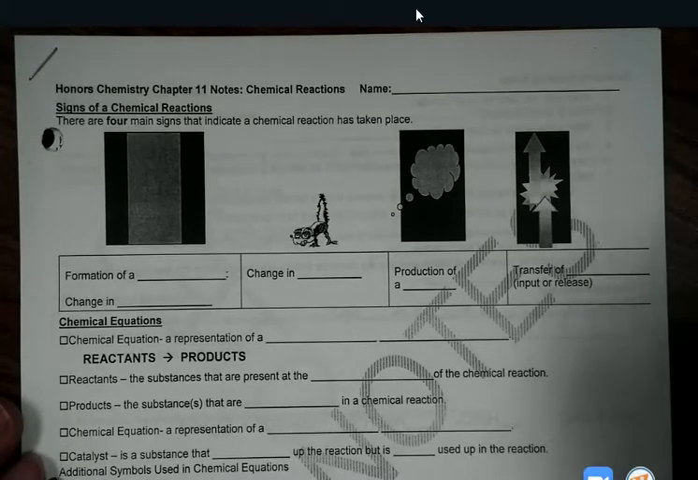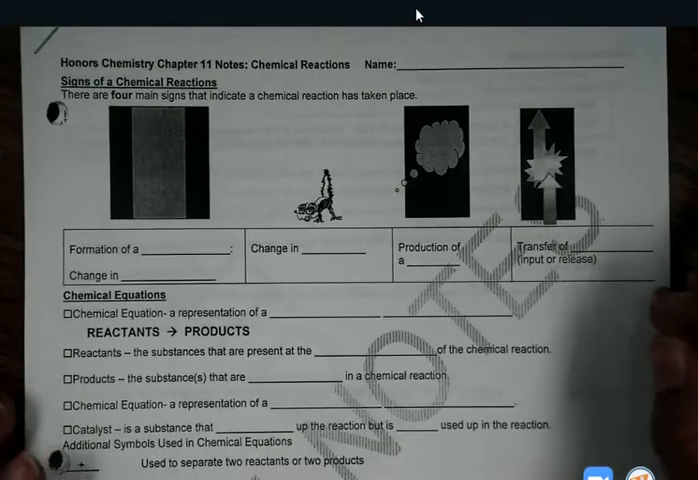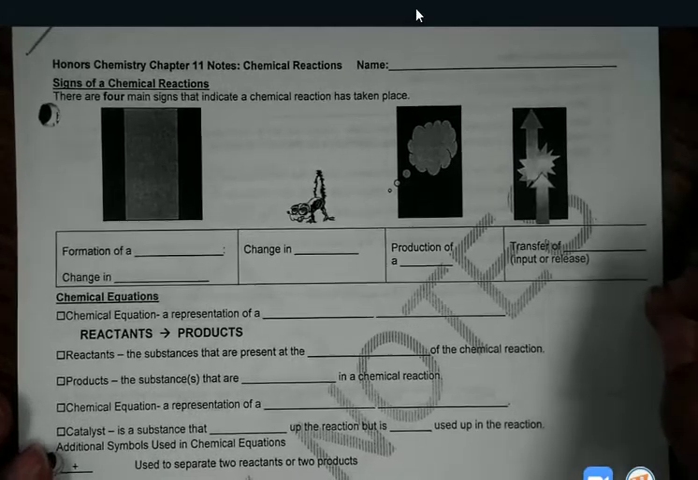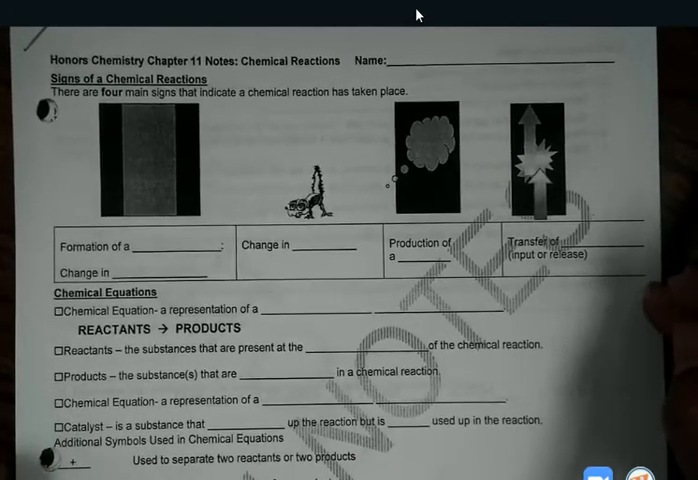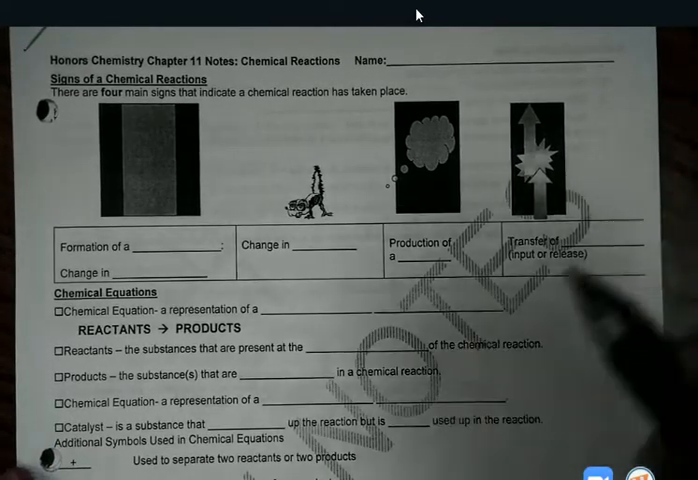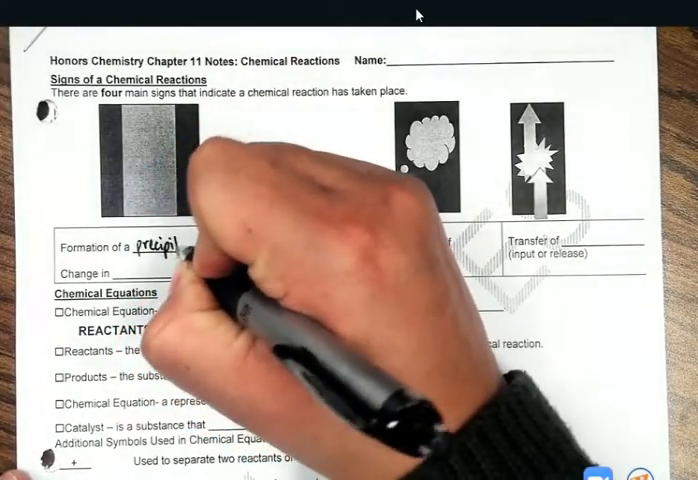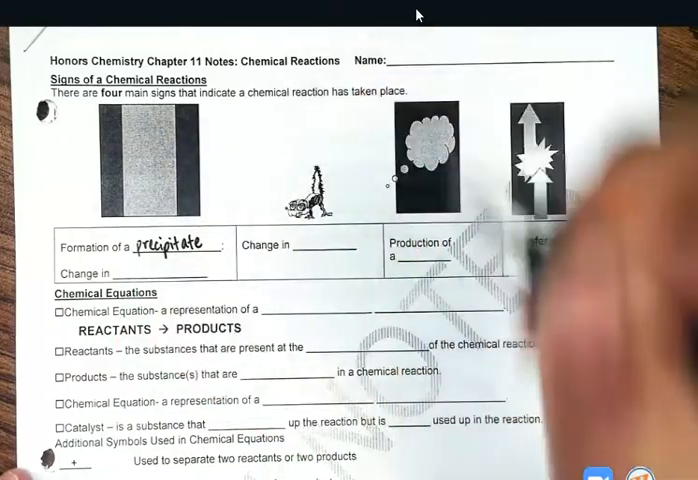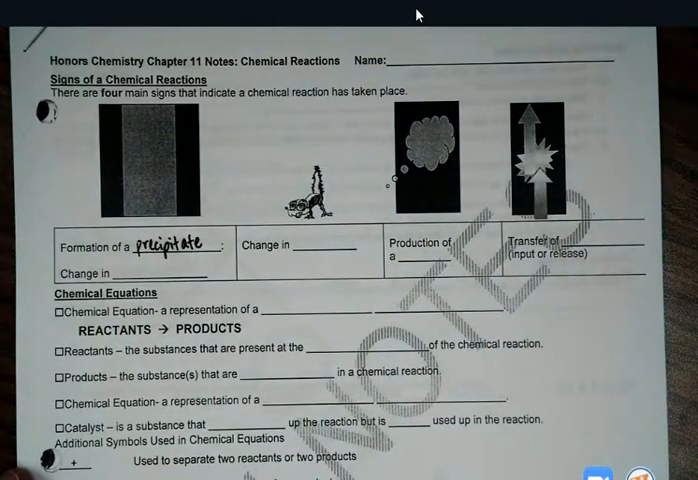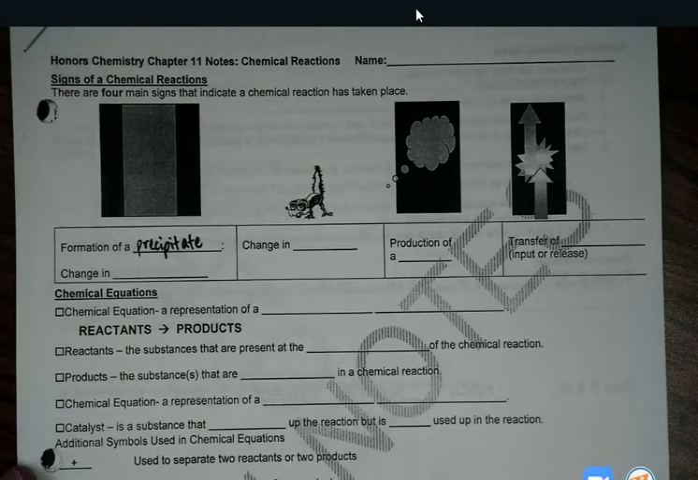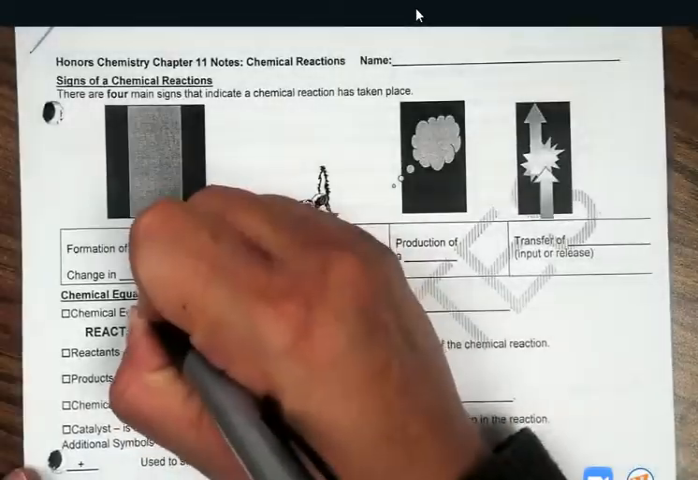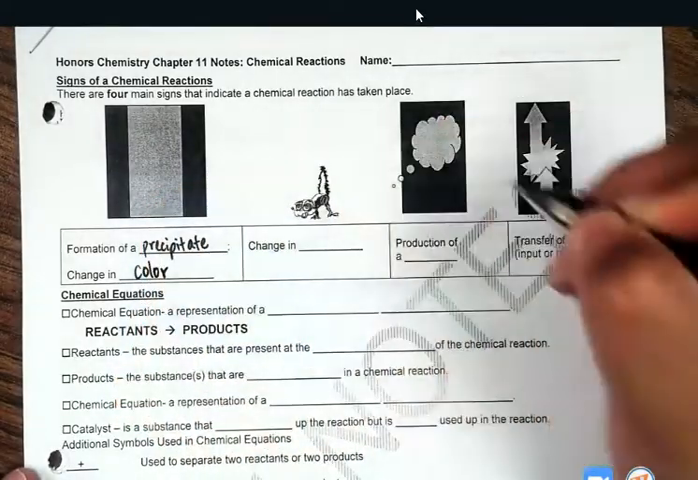So the four main signs that indicate a chemical reaction has taken place are things that we've already looked at in Chapter 2. The first one is the formation of a precipitate. We actually did the precipitate lab in Chapter 7. Remember, that's when two aqueous solutions combine to make a solid. You will know that it's a solid because there's a change in the color.